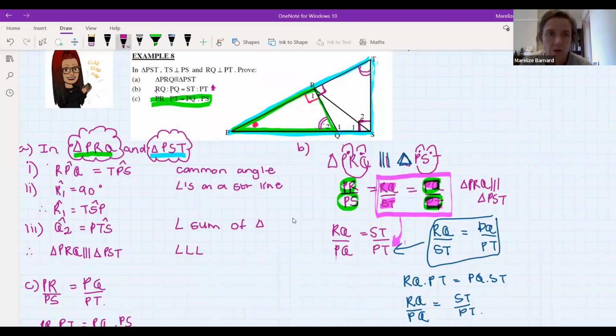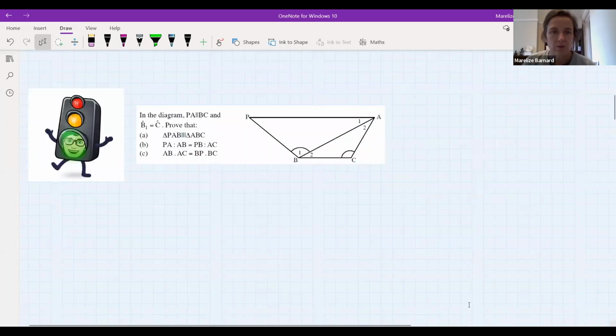So RQ over PQ is equal to ST over PT. And then we just cross multiplied. First we cross multiplied and then we divided again just so that we can get PQ and ST basically swapped around. Alrighty, let's go off to the next question.